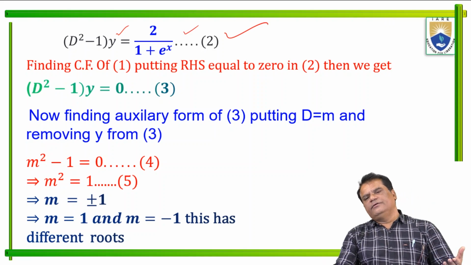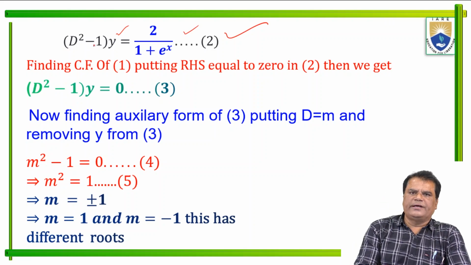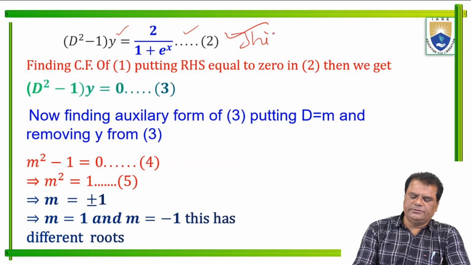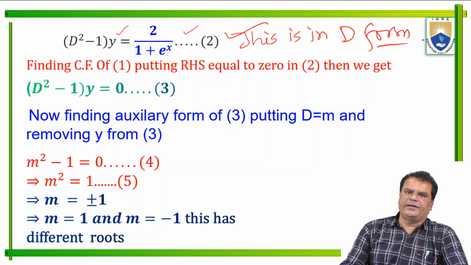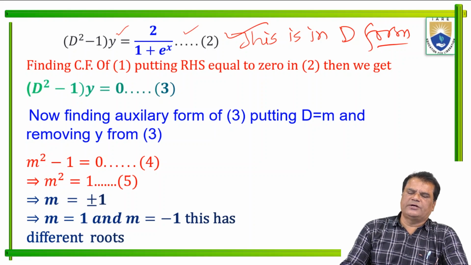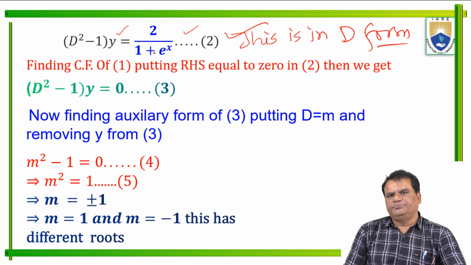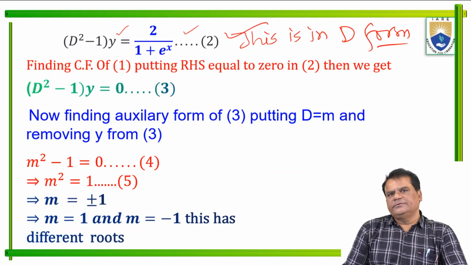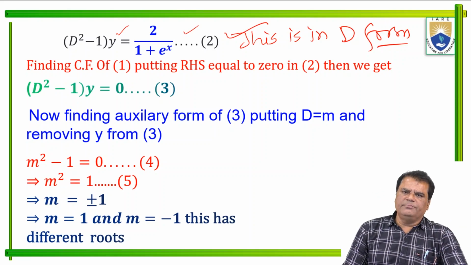Equation 1 is in differentiation form, and now this is the differentiation operator form, D form. D is the operator, differentiating with respect to x. So I am writing here: equation 1 is given, and equation 1 can be written as equation 2 after writing in D form.